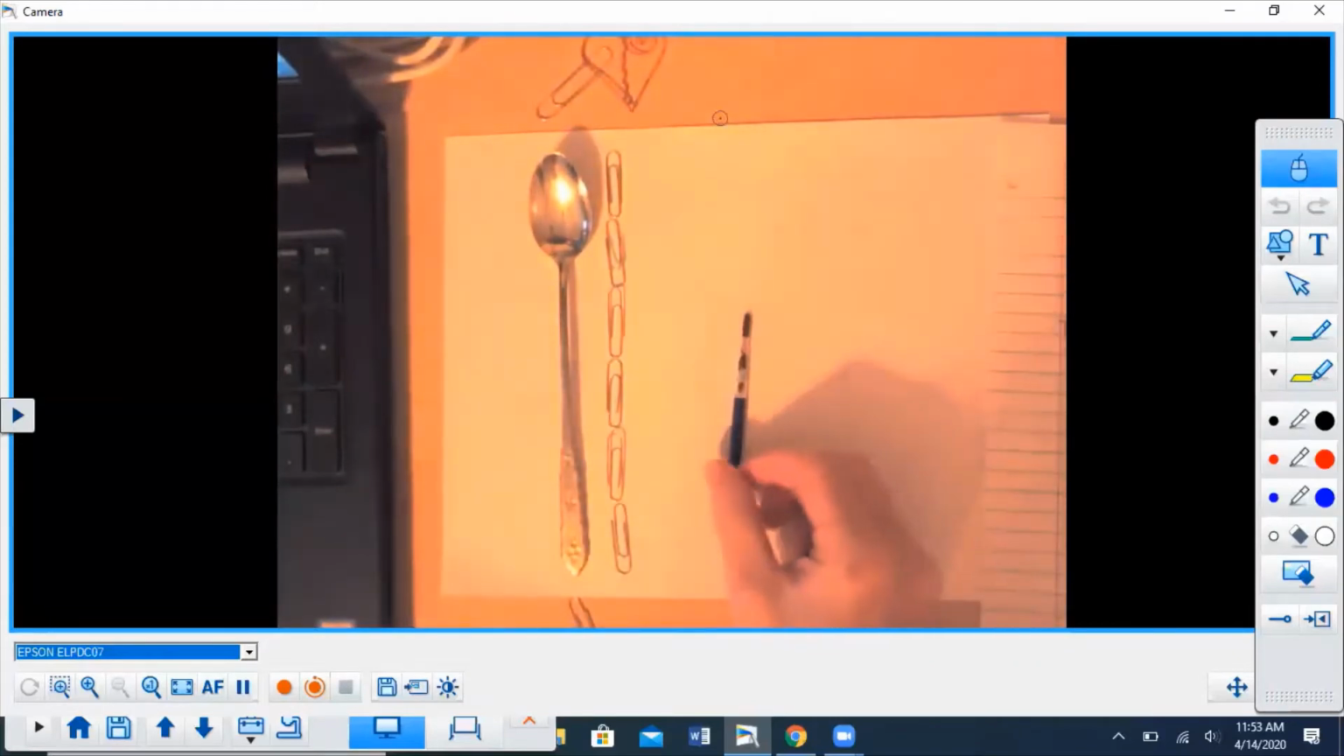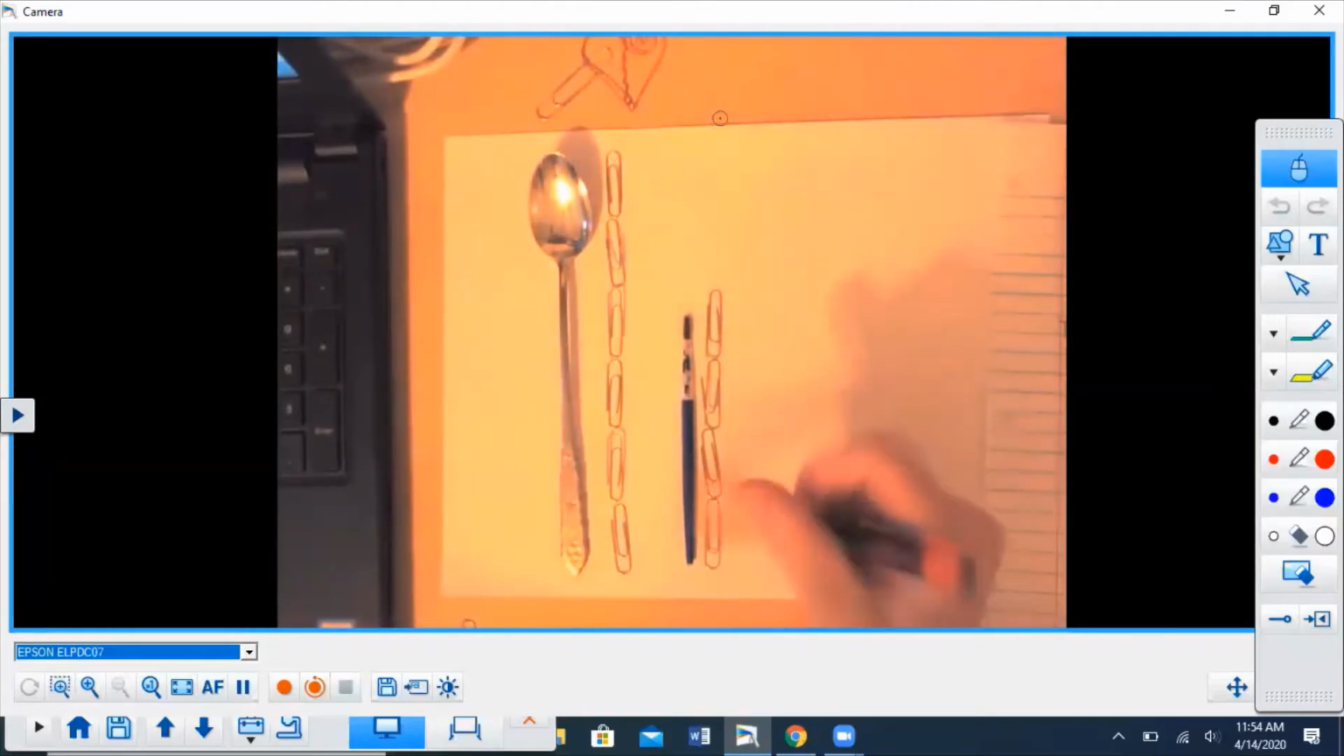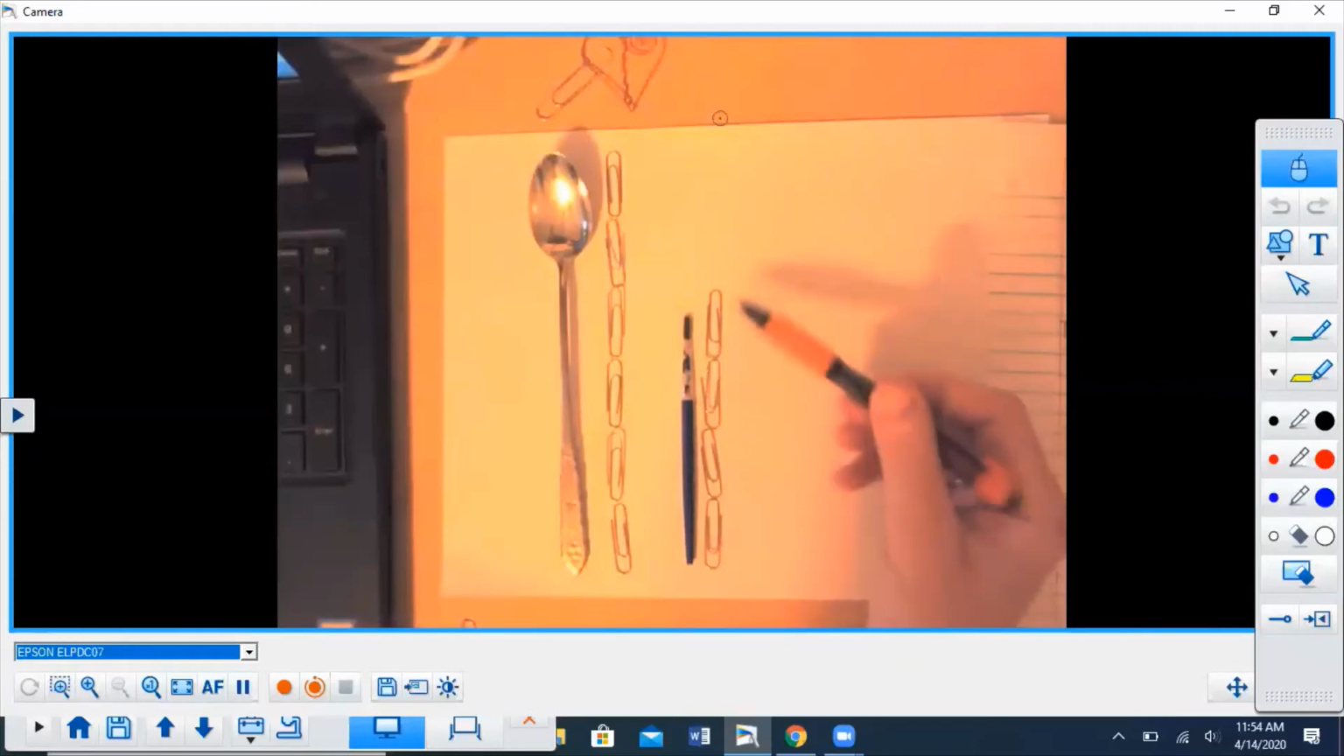All right, let's try this paintbrush. Count. Let's see. It's not going to take another full one. Make sure they're nice and tight, not overlapped. I know it's a little bit off, but we're going to say this paintbrush is 4 paper clips long. Nice job.